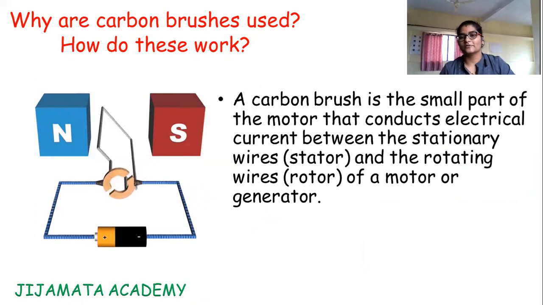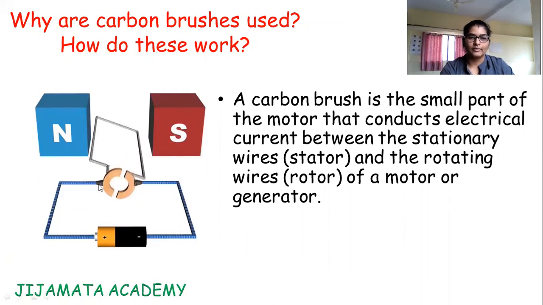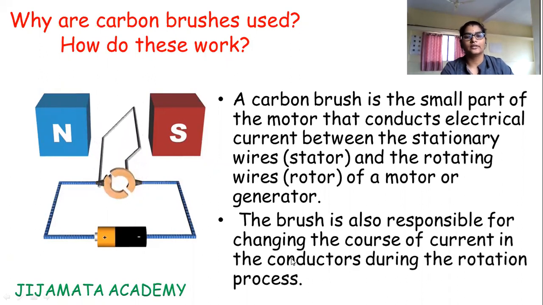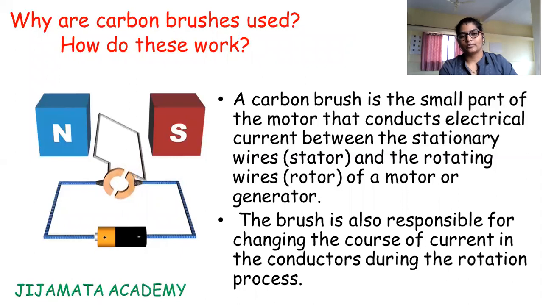A carbon brush is a small part of a motor that conducts electrical current between the stationary wire and the rotating wire of a motor or generator. So the carbon brush, we can see here this black portion, is a small part of the motor. It is a joint between stationary and rotating wire. Also, it is responsible for changing the course of current in the conductors during the rotation process. So it is also responsible for change of current.